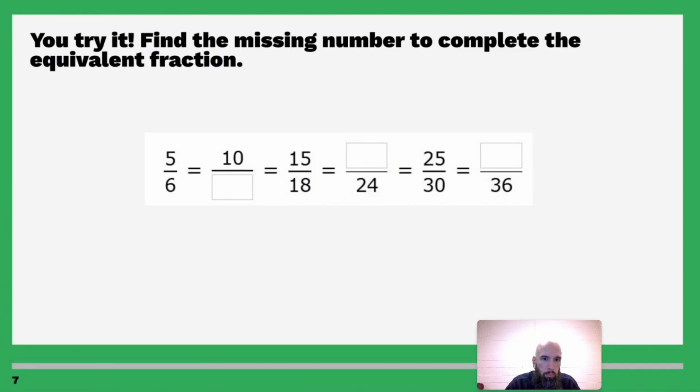All right, so what are we multiplying each time? Well, we're going to multiply 5 times 2 to get 10. So 6 times 2 is going to be 12. Very good. 5 times 3 is 15. 6 times 3 is 18. So the next one's going to be 5 times 4, which is 20. 6 times 4, which is 24. 5 times 5 is 25. 6 times 5 is 30. 5 times 6 is 30. And 6 times 6 is 36. We filled in the blanks. We did it. So equivalent fraction pattern building was part 2 of this fun-filled lesson.